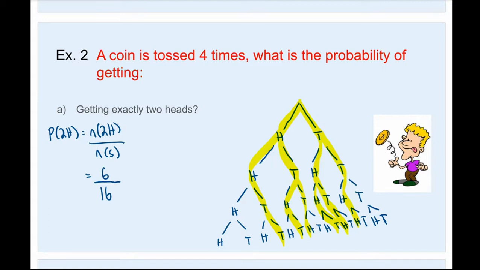So n, or the number of times I can do it, is 6. So my percentage, or my probability, is 6 over 16. This I can reduce dividing by 2, so I can get 3 over 8, which I can turn into a decimal if I wish. 0.375, which also equals 37.5%. So if I flip a coin 4 times, there's a 37.5% chance that I will be getting exactly 2 heads.